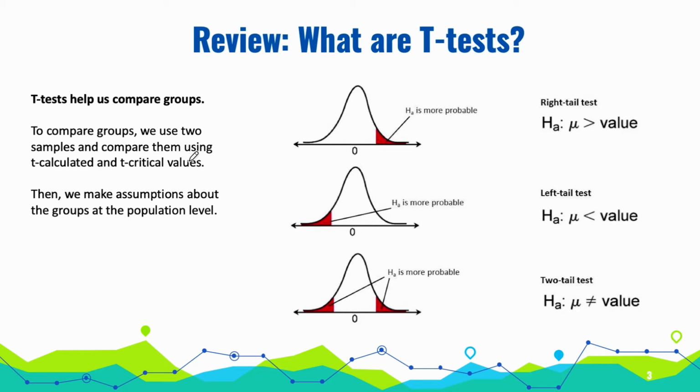Once we obtain these values, we compare them and we make assumptions about the groups at the population level. So again, we have two samples from different groups and we're comparing those samples. We can probably tell the differences in the standard deviations and the means of these samples, but we want to use the information about the samples, the means, and the variance of those samples to make inferences about the population.